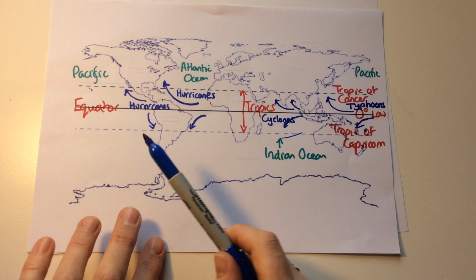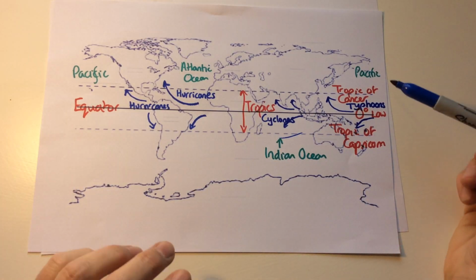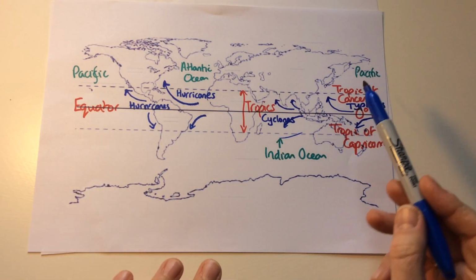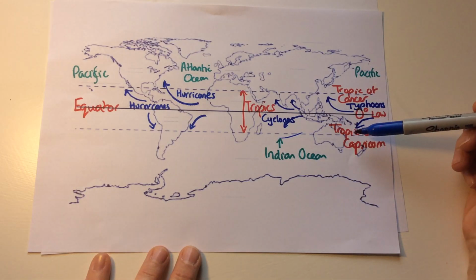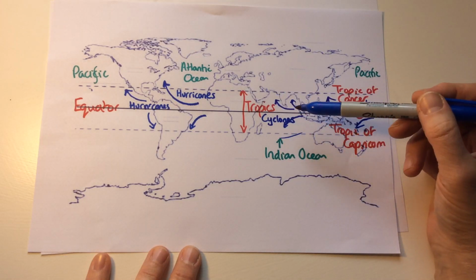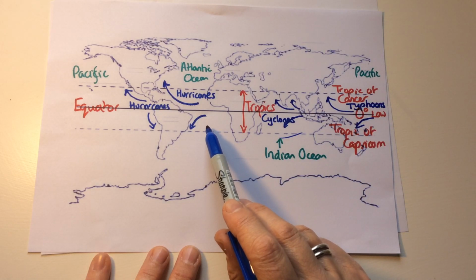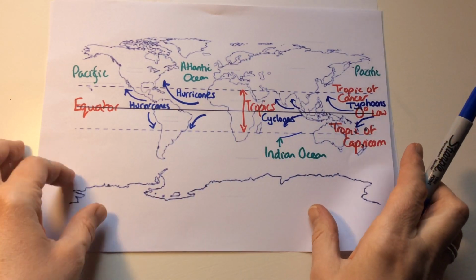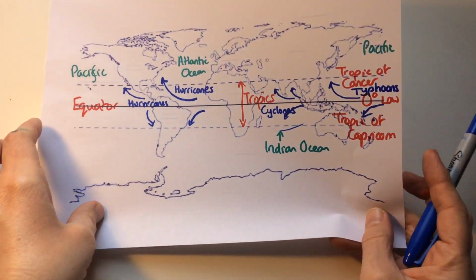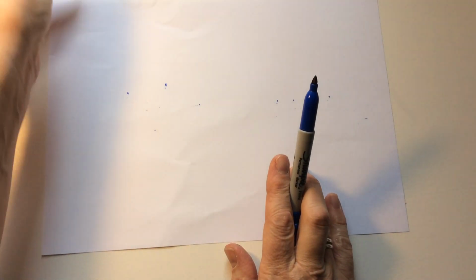Now, in the exam, you're not going to be asked to label a map up like that, but they may ask you where they occur. So you need to be remembering that they're occurring between the tropics. They form over the oceans, not on land. And they do have different names in different places. Okay, so that's where they are. Let's have a look at why they happen.